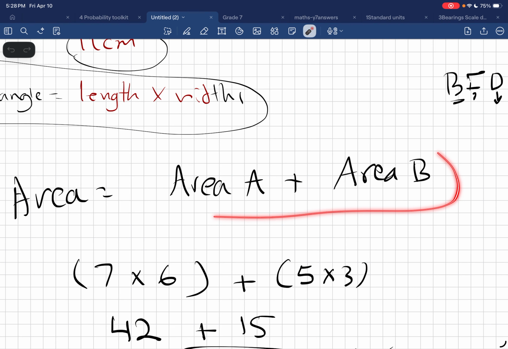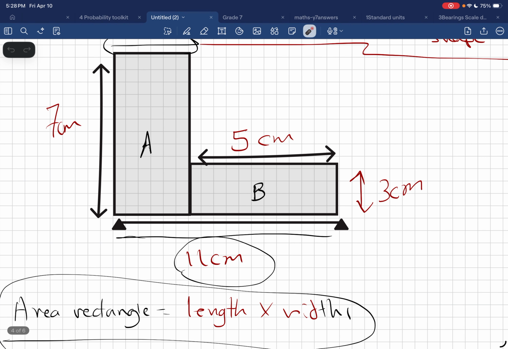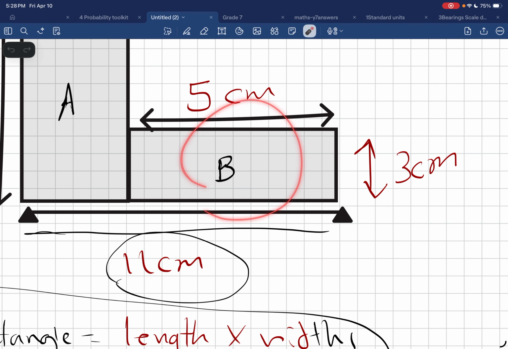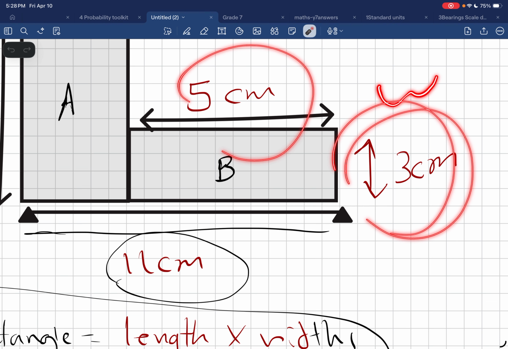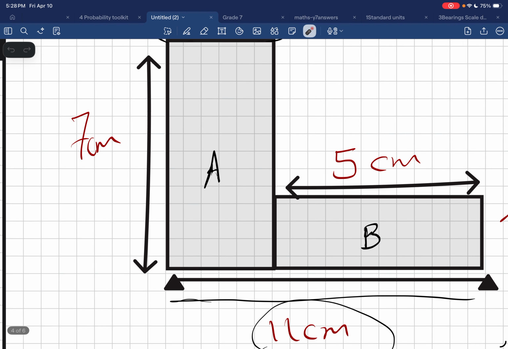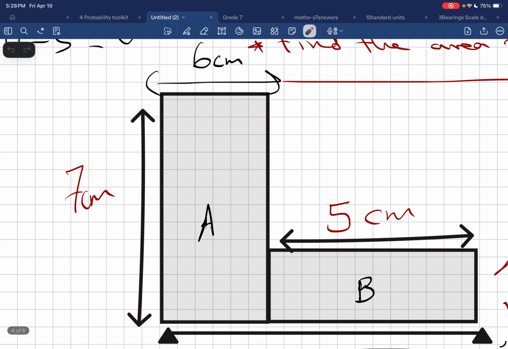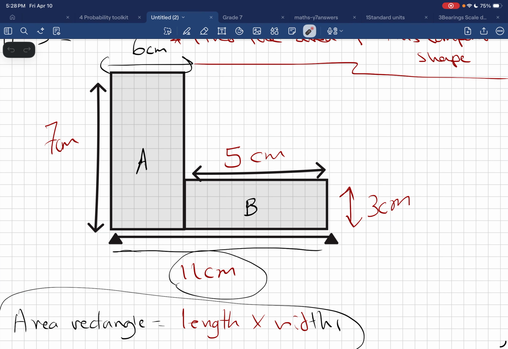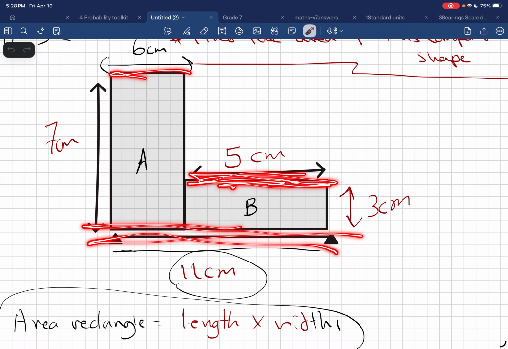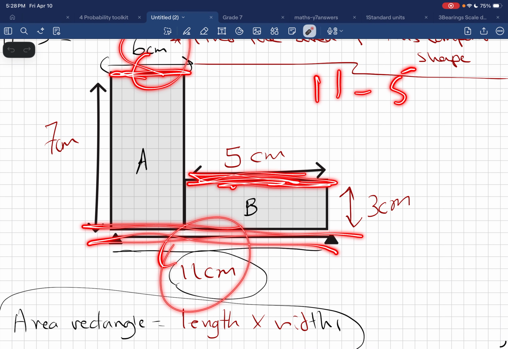Okay. As you can see, the dimensions for rectangle B are ready. We have 3 and we have 5. 3 is my width and 5 is my length. And the area of rectangle A is not ready because we only have the length here, as you can see. But look at this side. It's 11 centimeters, including B and A together. And we have part of it, which is 5, which is for B. What's left of it is for A, which is going to be 6. How did we get it? Because it's 11 minus 5. 11 minus 5 is going to give me 6.